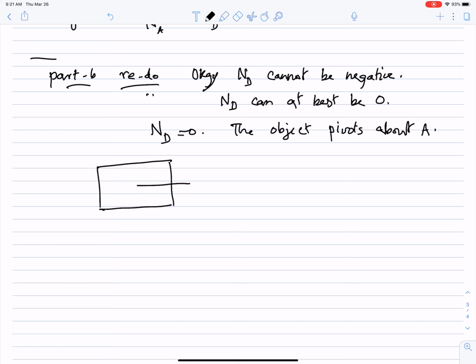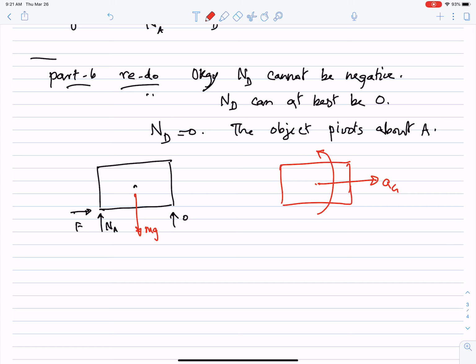So we have AG, we have NA. We have 0 here, and we have the force F here. And then the acceleration state is actually like this, where, sorry, I should not have drawn acceleration here. I should just have drawn the force here, mg. And then the acceleration state is ag like so. In addition, there's an angular acceleration because it's pivoting about that point A. Okay. Previously, we assumed that angular acceleration is 0, but now we do not assume that.